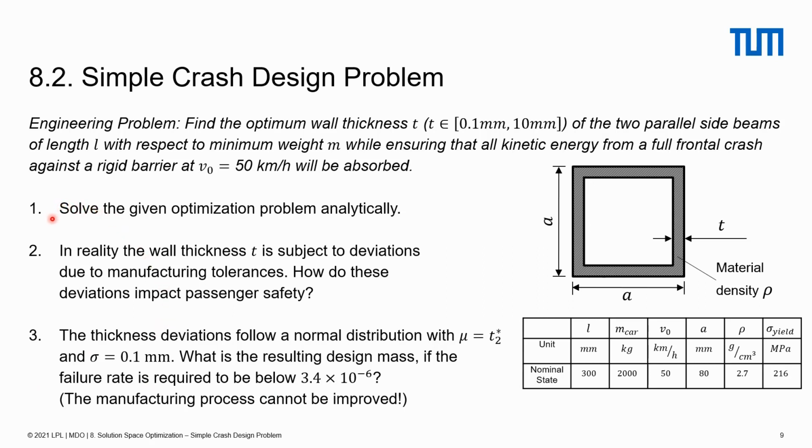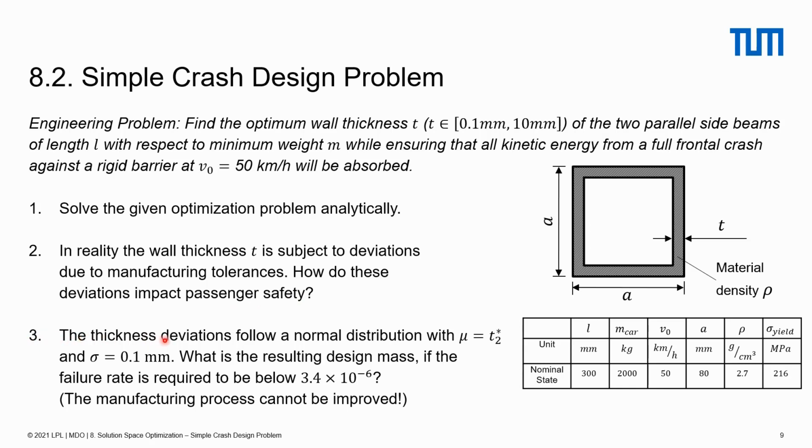Now come to the tasks. Task 1. Solve the given optimization problem analytically. 2. In reality, the wall thickness T is subject to deviations due to manufacturing tolerances. How do these deviations impact passenger safety?